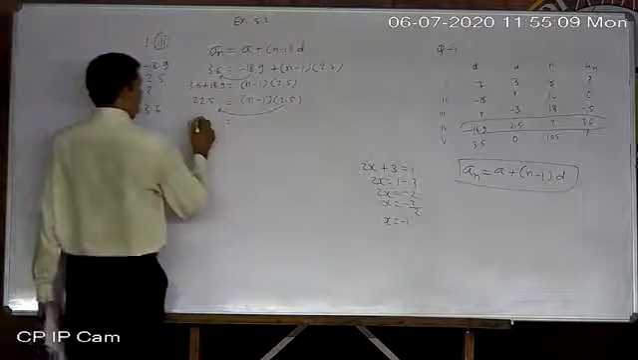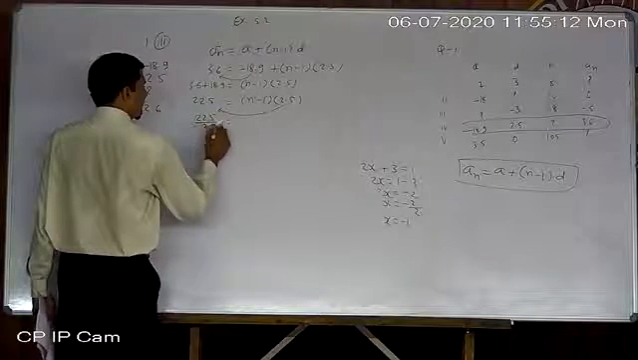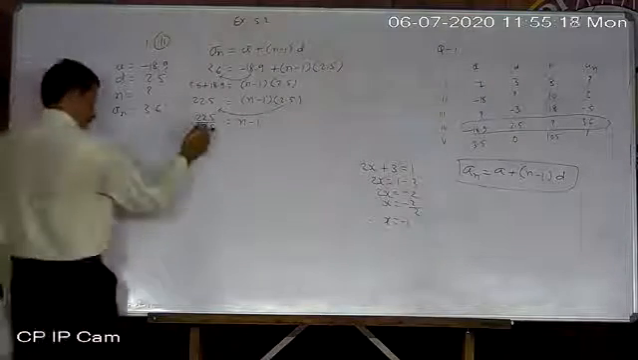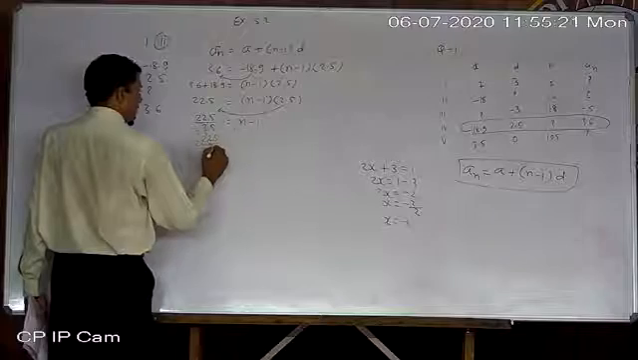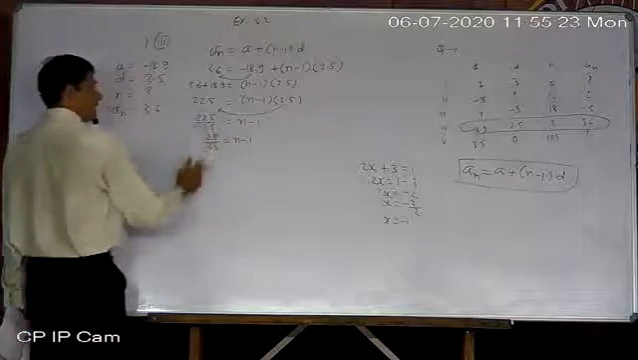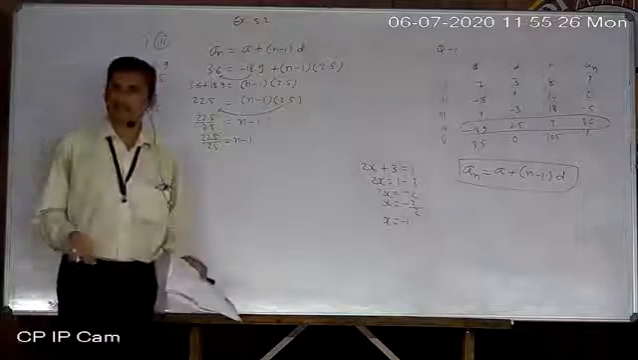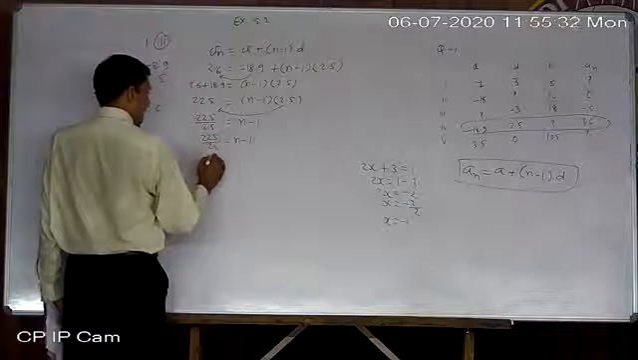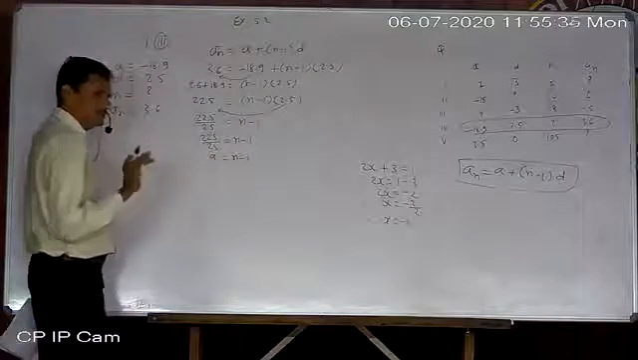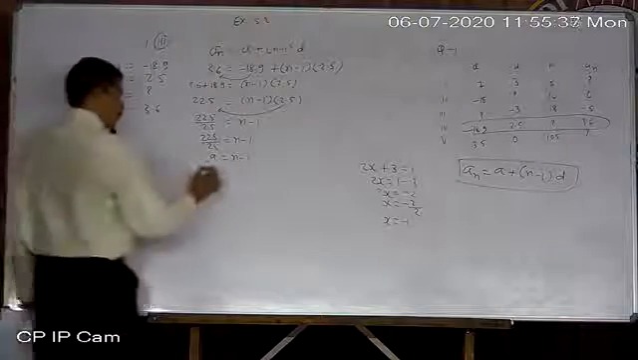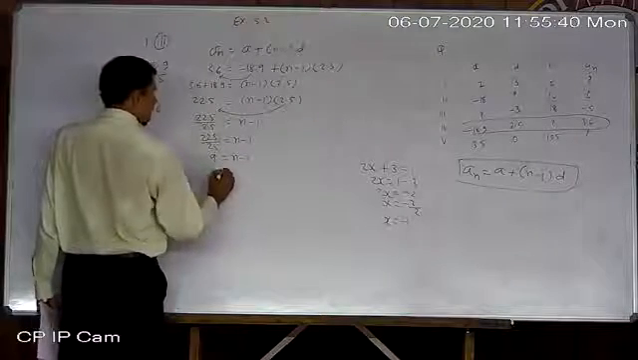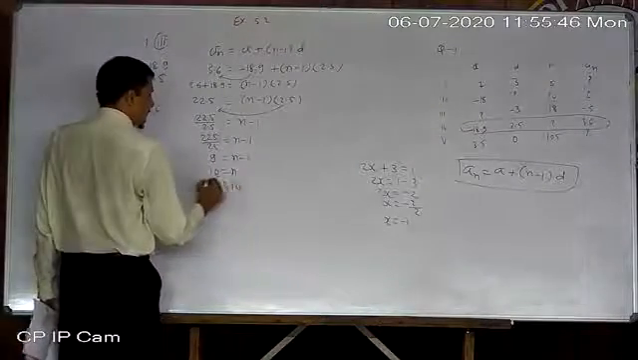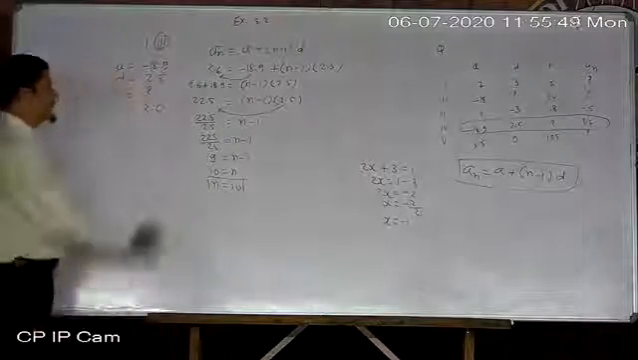So it will become 22.5 upon 2.5 equal to n minus 1. Now it is actually 225 upon 25. Why? Because I multiply numerator and denominator by 10, so 10 times here and 10 times here also. So now it is 25 into 9. 25 9s are 225. So n plus 1, 10 equal to n. Minus 1 comes here, plus 1. Therefore, n equal to 10.